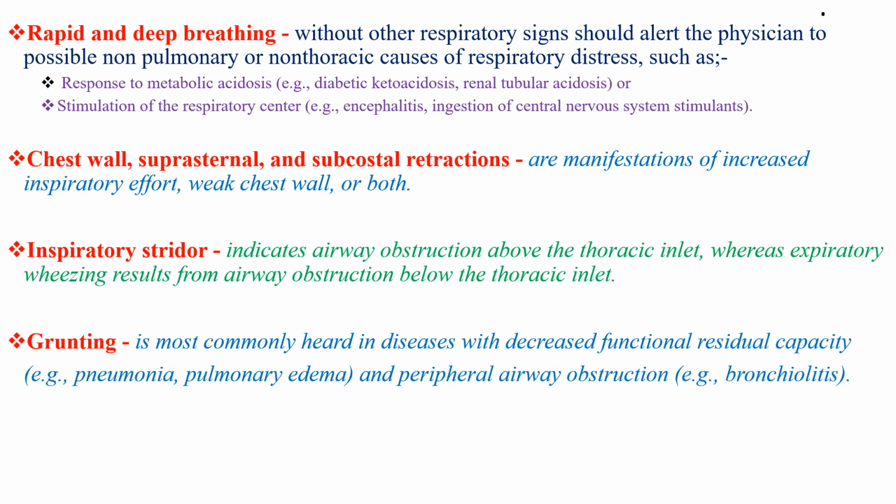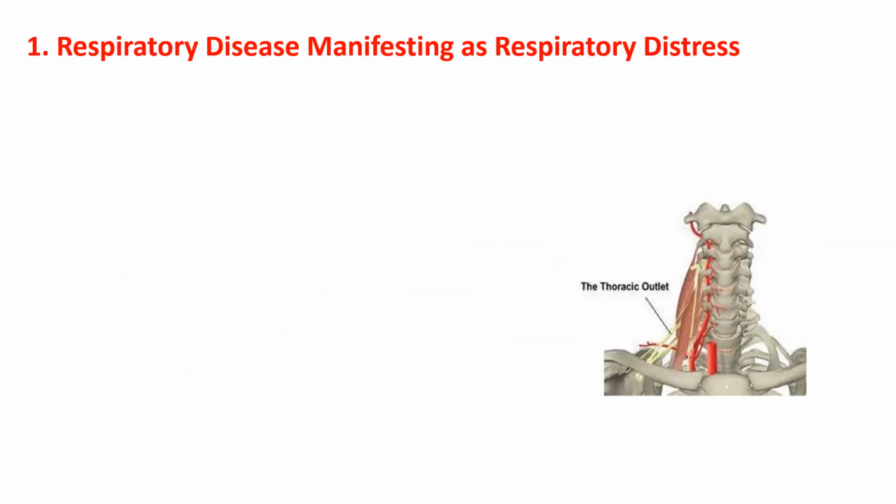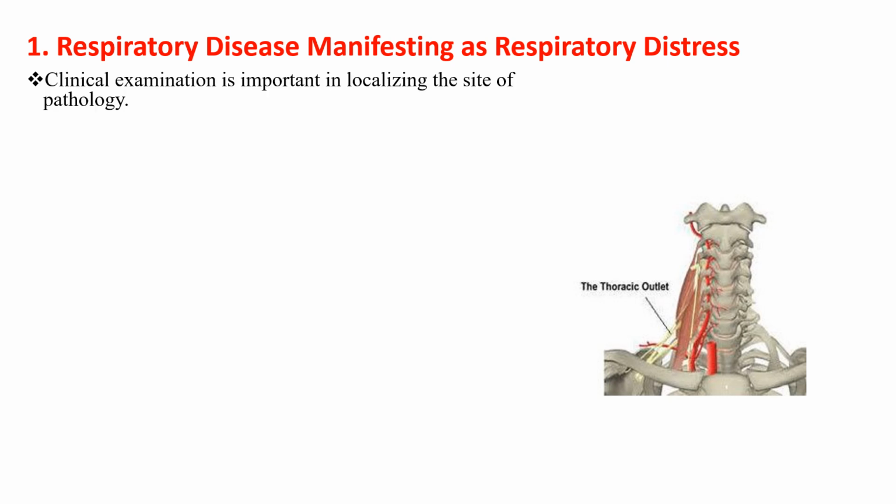Grunting is most commonly heard in diseases with decreased functional residual capacities, such as pneumonia, pulmonary edema, and peripheral airway obstruction, such as bronchiolitis. Grunting is when they exhale air against a partially closed glottis. We classify causes of respiratory distress as lung pathology and non-lung pathology. Let's start with respiratory disease manifesting as respiratory distress.